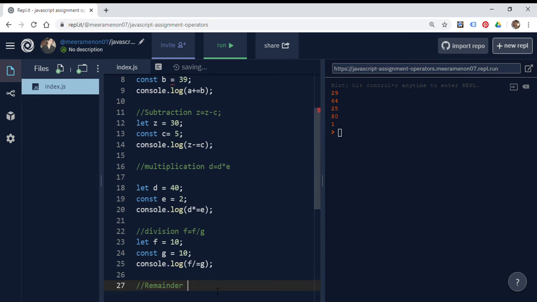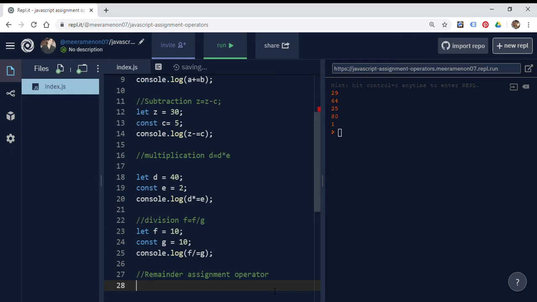We've already done remainder in one of our previous classes. But remember, this is the remainder assignment operator. We also had the remainder operator as an arithmetic operator, but this is different. This is the remainder assignment operator. We're just talking about the assignment, where we use this shorthand.